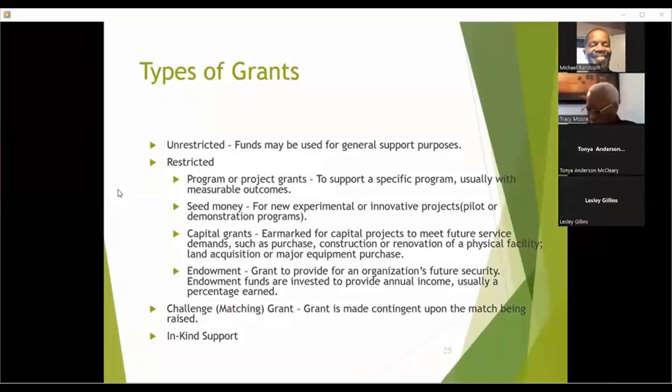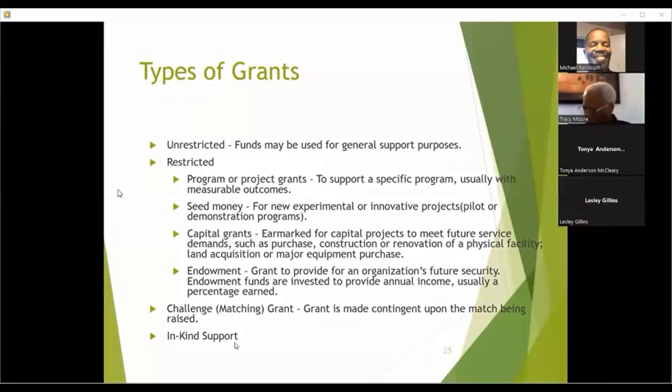Normally, nonprofits do not get endowments. And then the other type of funding is what we call a challenge or matching grant. Let's say you write to an organization to get a grant for $300,000, and they say we'll give you $250,000, but you have to come up with the other amount from another source, which is not hard once you've been able to get that amount.